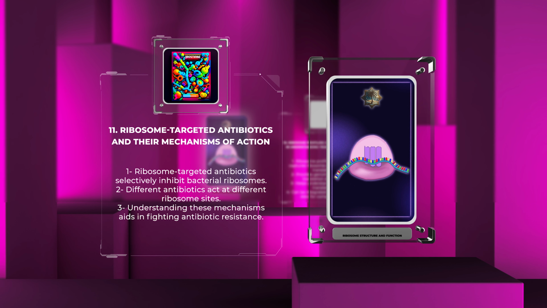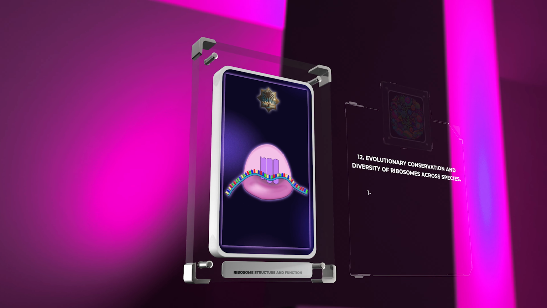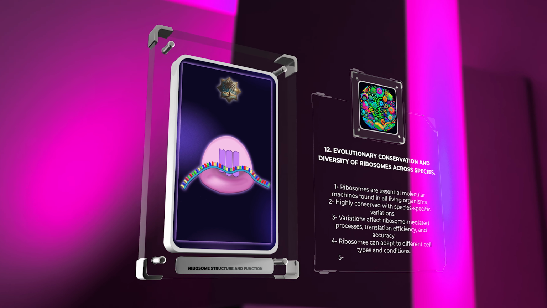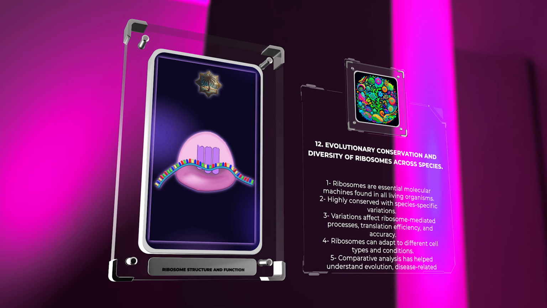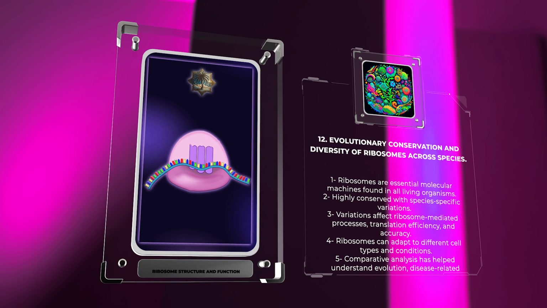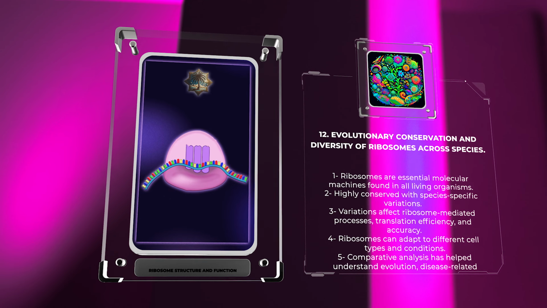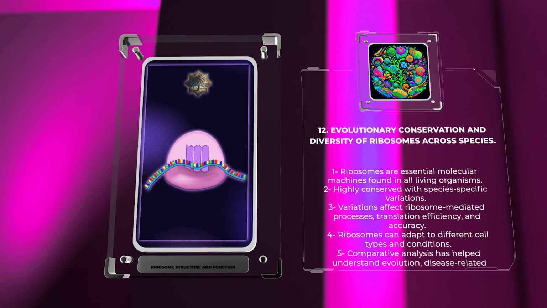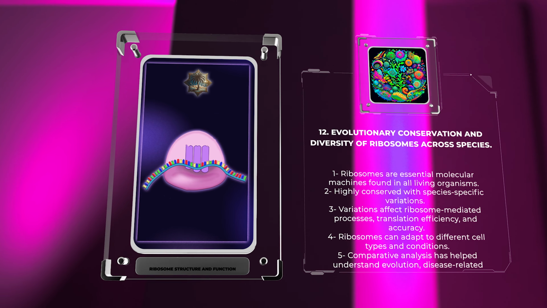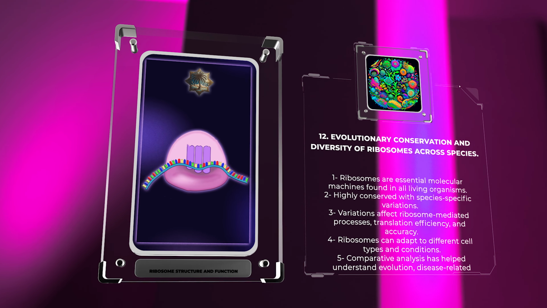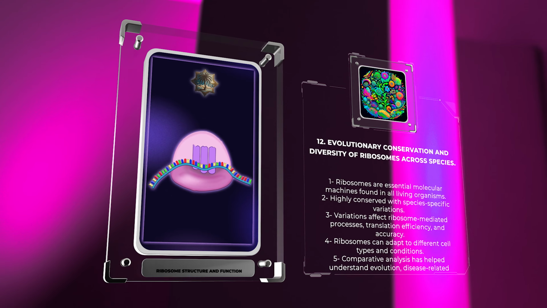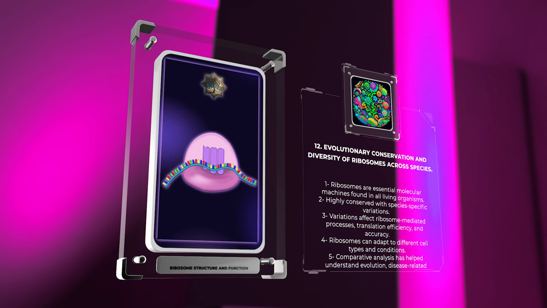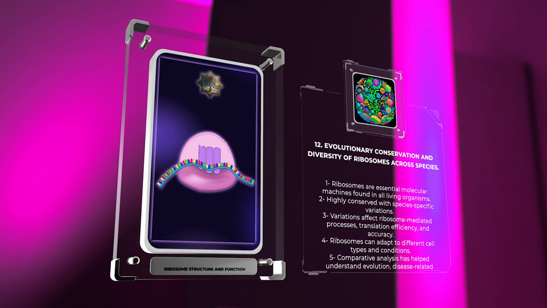Evolutionary conservation and diversity of ribosomes across species is our next topic. Ribosomes are essential molecular machines found in all living organisms. They are highly conserved but also exhibit species-specific variations. These variations affect ribosome-mediated processes and can impact translation efficiency and accuracy. Ribosomes can also adapt to different cell types and conditions. Comparative analysis of ribosomes has helped understand their evolution, disease-related defects, and potential therapeutic interventions.